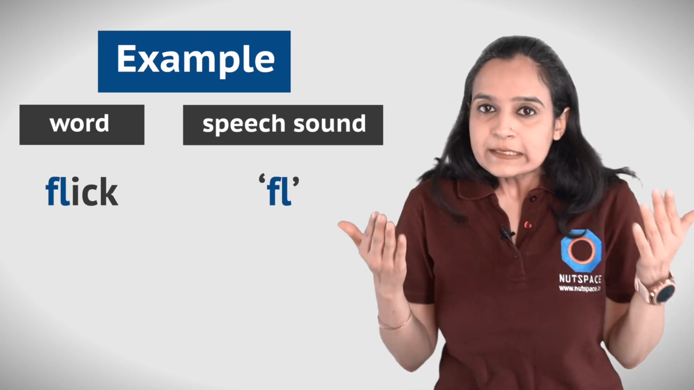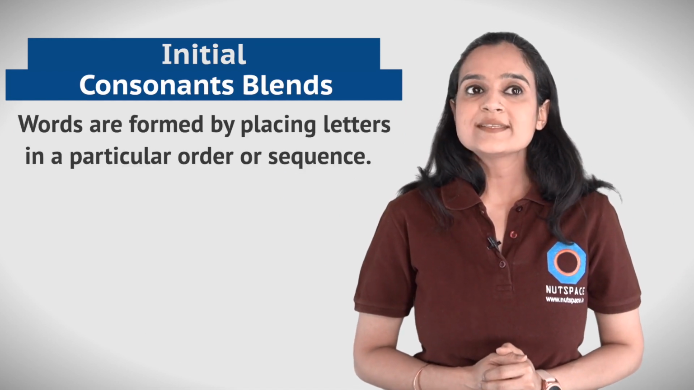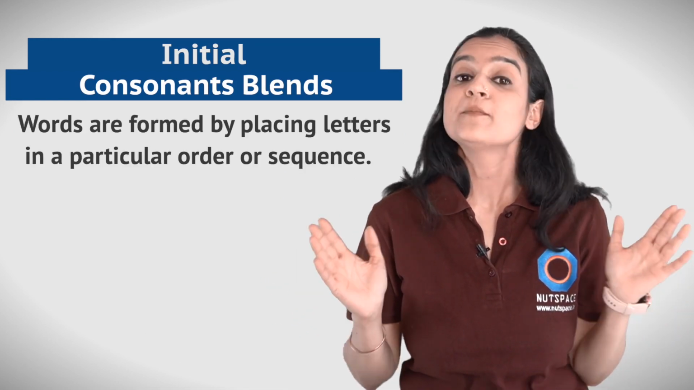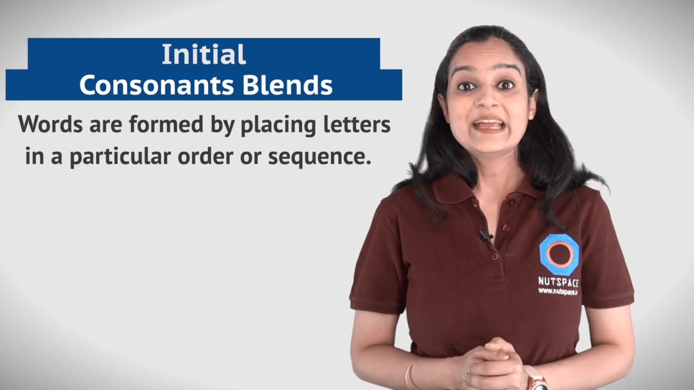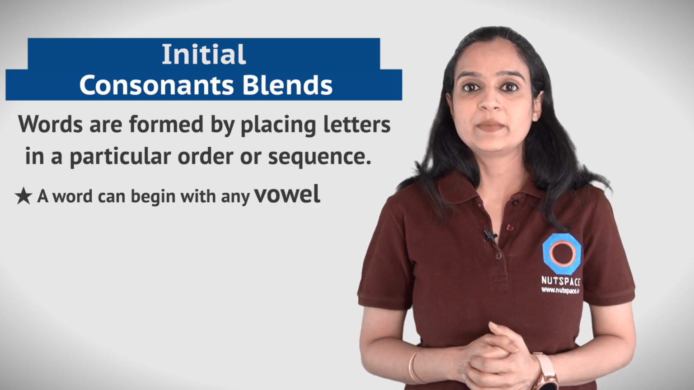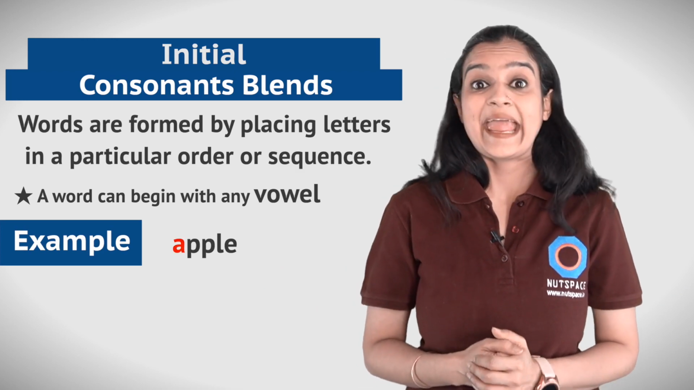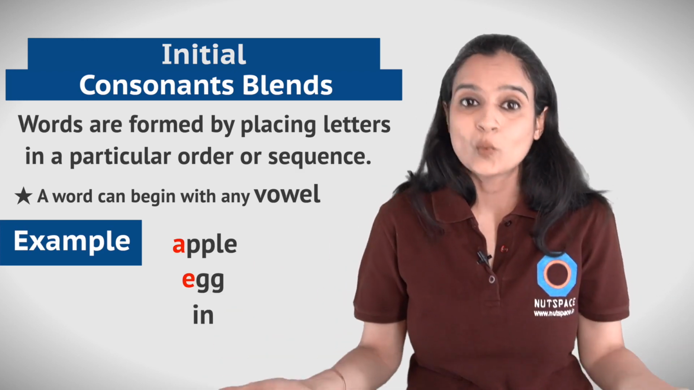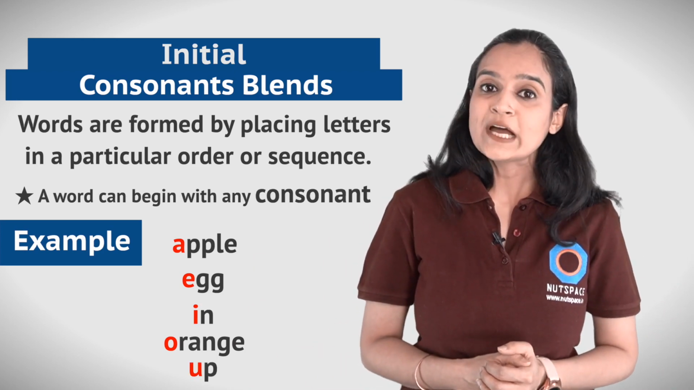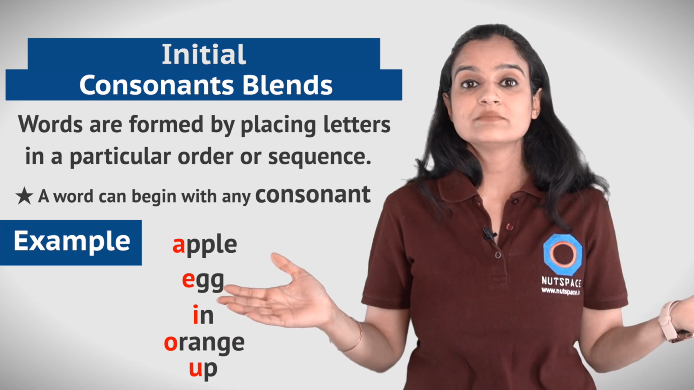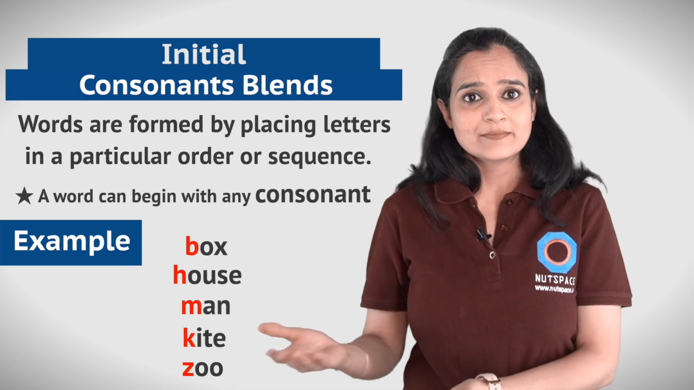Now let's talk a little bit more about initial consonant blends. Words are formed by placing letters in a particular order or sequence. We are already aware of that. And we are also aware that a word can begin with any vowel. Example, apple begins with an A, egg with an E, in with an I, orange with an O, and up with a U. A word can begin with any consonant. Example, box, house, man, kite, zoo.